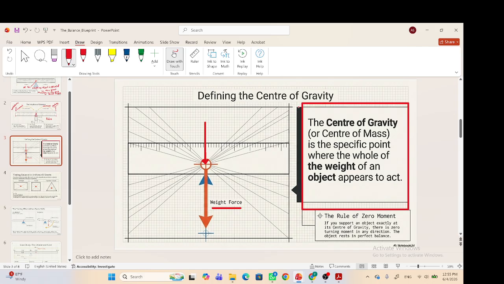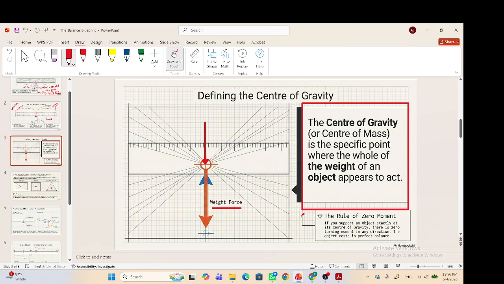The center of gravity, or the center of mass, is the specific point where the whole of the weight of an object appears to act. So when you put your finger there, you will find that the whole weight of the object may act at the specific point, which is the center of gravity.